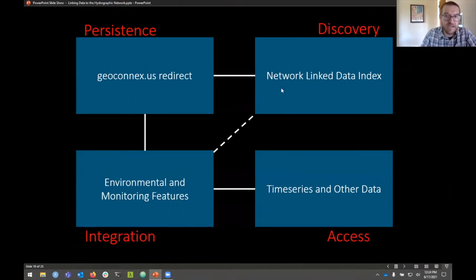So this is just a network diagram of how this should all work. It's a little bit different view, but I think this does a nice job of showing how we really want to stitch all this together. Each one of these boxes has a tremendous amount of complexity that we can dig into. But at a very high level, I think this is a nice way to break down functionally how this all works and show that we're working on the Network Linked Data Index in the context of a persistent redirection service, a set of environmental and monitoring features that are integrated and connected to each other. And then all that dives off into time series and other data for core data access.